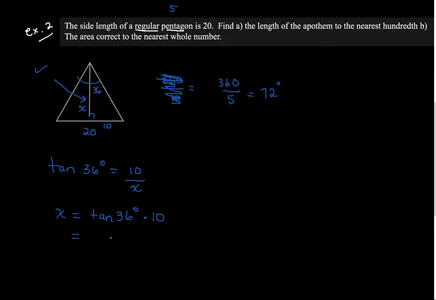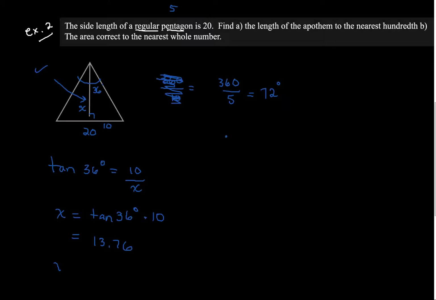And so we're going to get, let's see, of course I don't have a calculator and I did the wrong thing. So it's going to be 13.76. That's going to be the tangent, so opposite over that. So x is going to equal 13.76, and that's going to be our apothem.